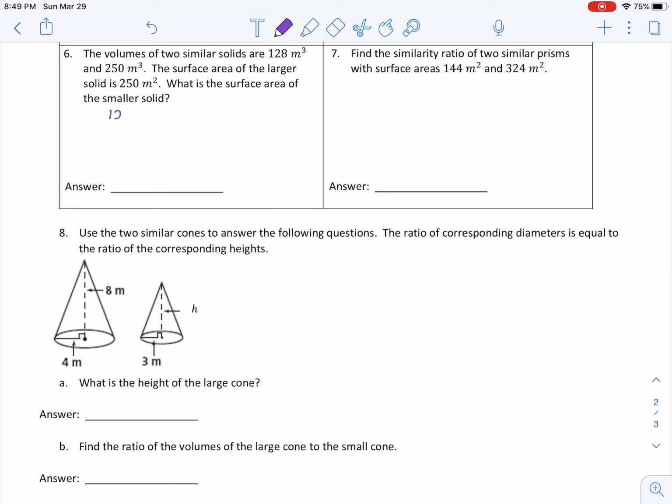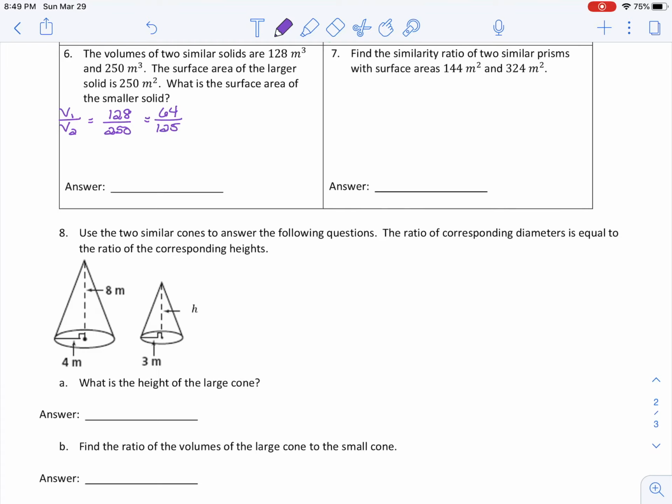I'm going to start with the fact that I'm told two volumes. So I'm going to write the ratio of the volumes, 128 over 250. I'm going to put volume 1 over volume 2, just so I remember that these are volumes. And those are even numbers, so I'm going to reduce them. And I got 64 over 125.